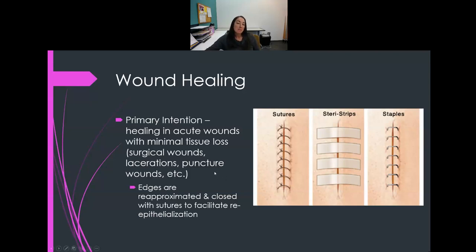Typically that would have to be with minimal tissue loss. All the tissue's there, it's just kind of a straight cut. This would be common with surgeries, with cut wounds, and with puncture wounds.